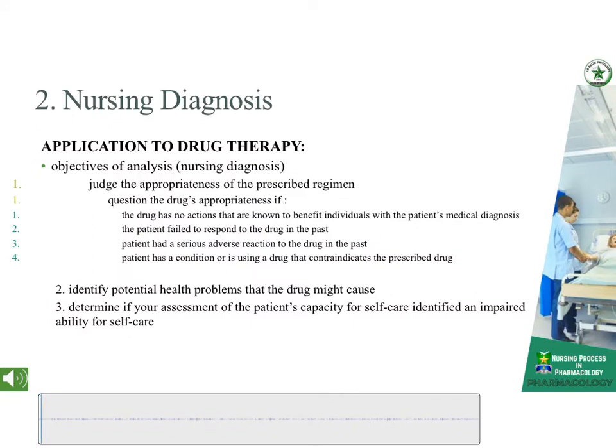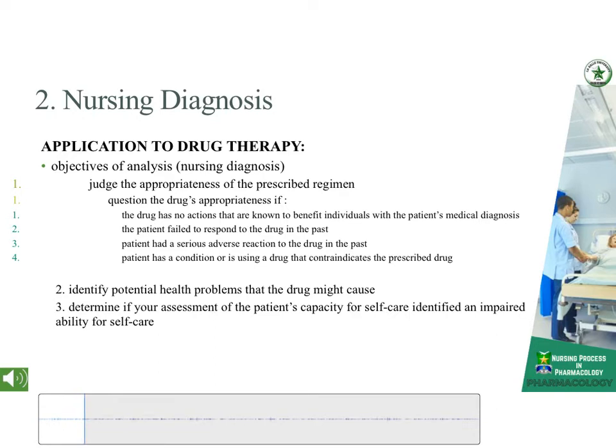What is the application of this nursing diagnosis phase or the analysis phase to the drug therapy? Now, with respect to the drug therapy, the analysis phase or the nursing diagnosis phase of the nursing process has three objectives. Okay, una, you must judge the appropriateness of the prescribed regimen.